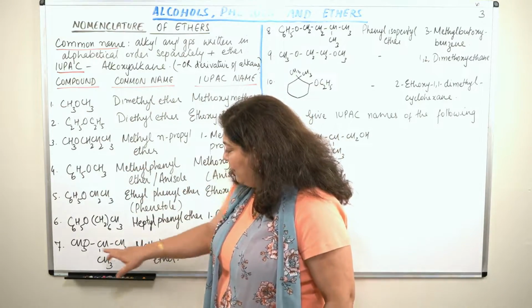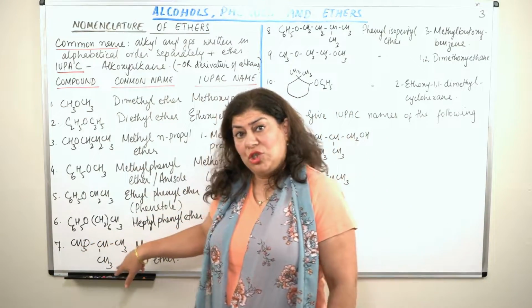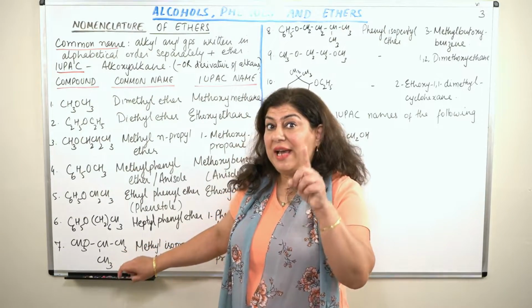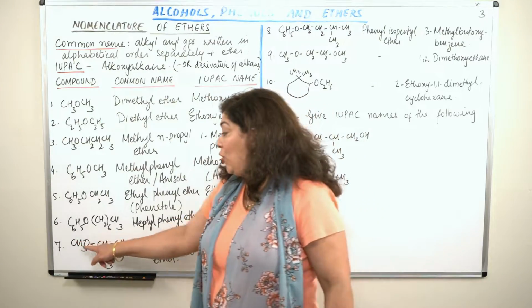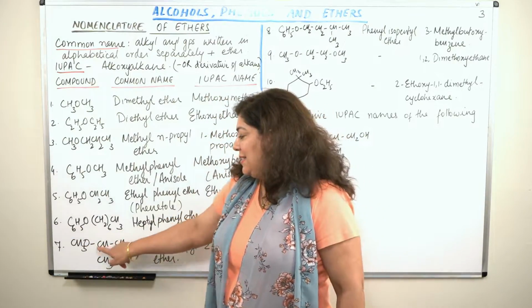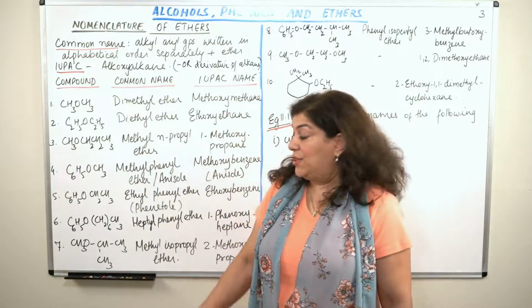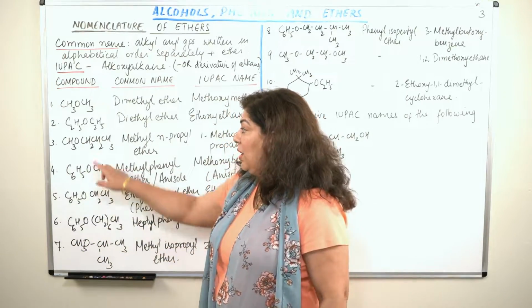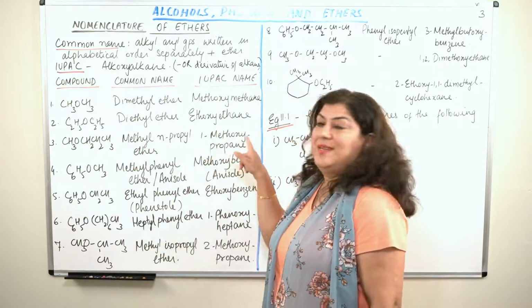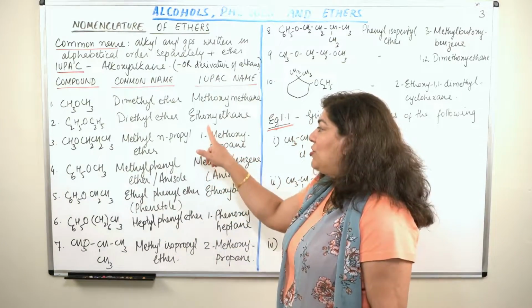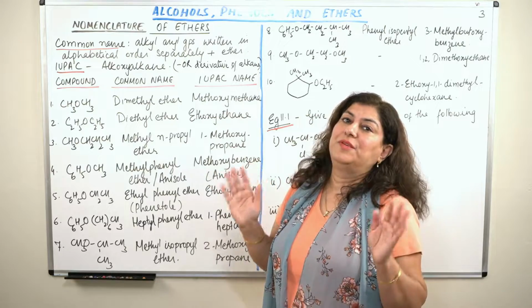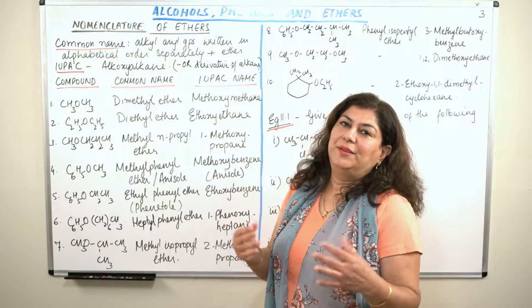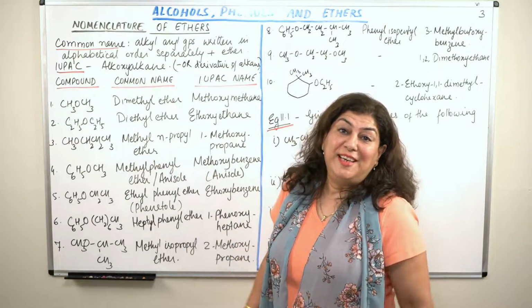If you take a look at the other one, this is also methoxypropane, but according to IUPAC nomenclature, you have to tell to which carbon of propane the methoxy group is attached. In this, it is the second carbon to which the methoxy group is attached. So this would be 2-methoxypropane, while this one would be 1-methoxypropane. If you do not write the 1, it is understood that it is the first carbon.